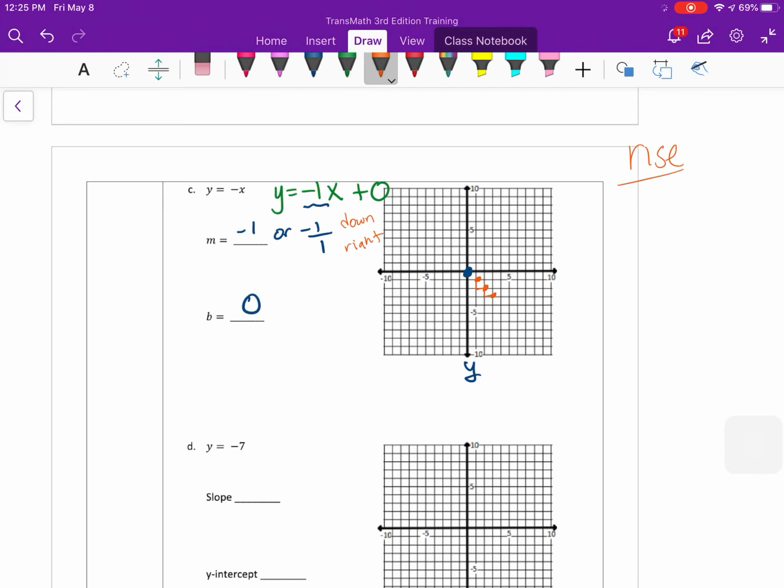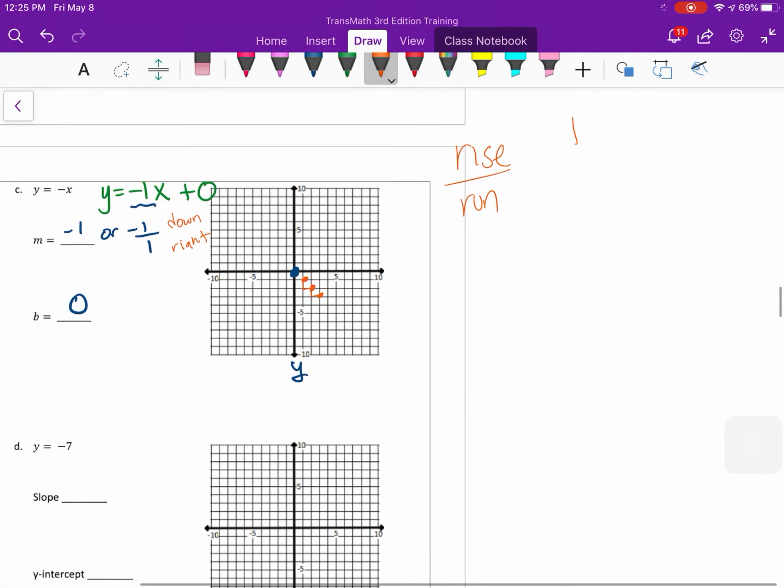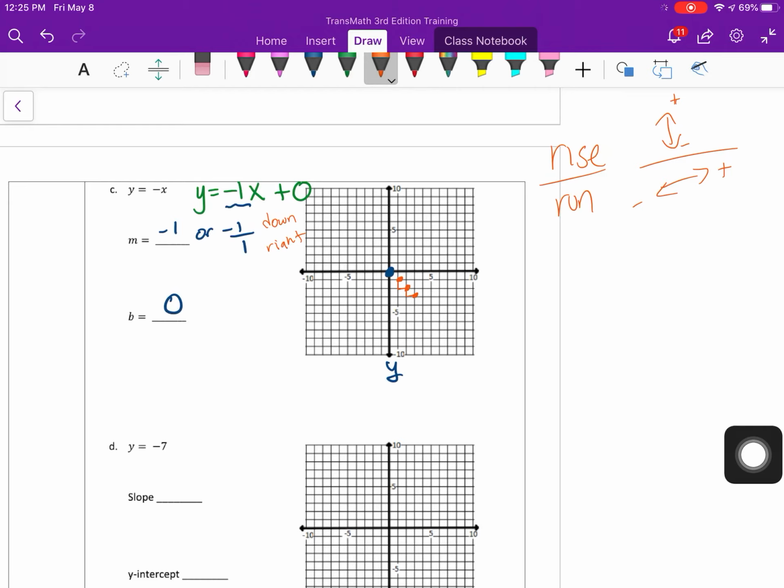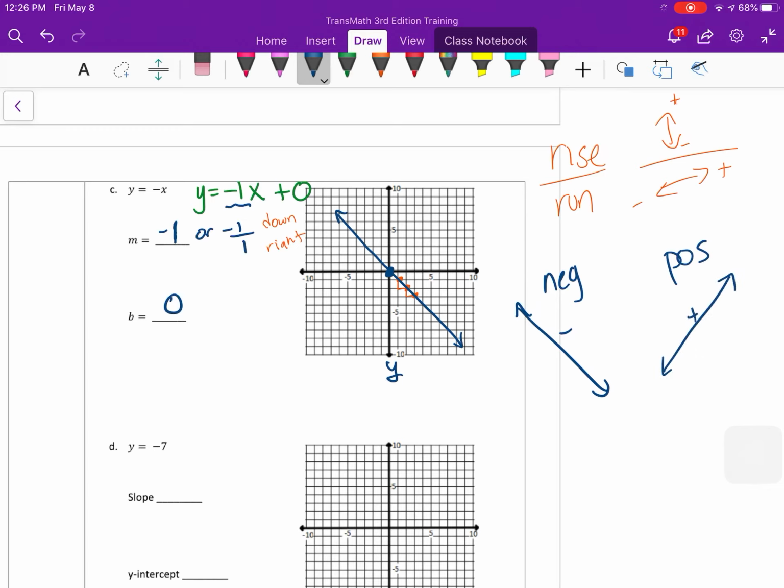Remember, when you do rise over run, rise is either up or down, and run is left and right. Up is positive direction, down is negative, right is positive, left is negative direction. So you can go either way. If you have a -1 as a slope or a negative number, it's only one negative direction and the other direction is positive. When you're done drawing the line, make sure that if it's a negative slope, it is going downhill, and if it's positive, it should be going uphill. That's a good way to check.